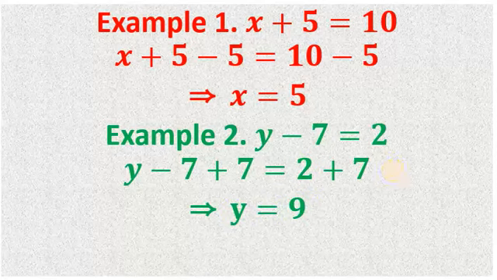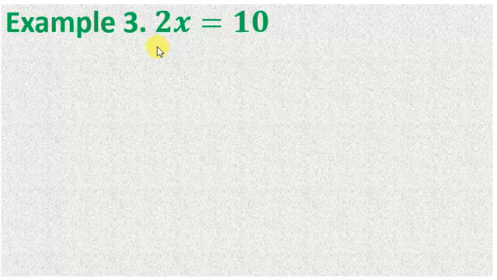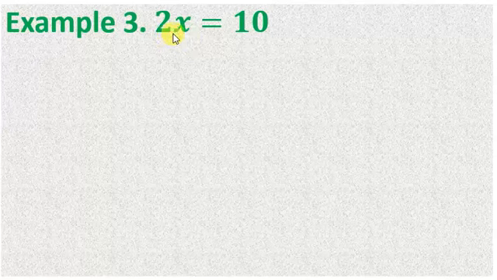So in this way we have solved two examples of equations. Now we will try to solve the third example of an equation, that is 2x is equal to 10. Now here is another condition. In the previous two conditions, with the variable side there was either some quantity which was added to a variable or some quantity which was subtracted from the variable. But here is some quantity, that is 2, which is multiplied to the variable.